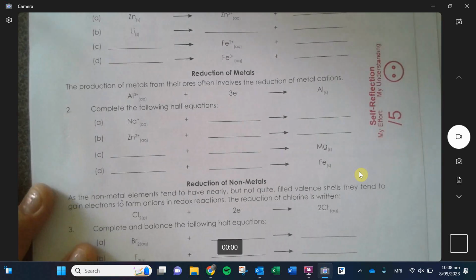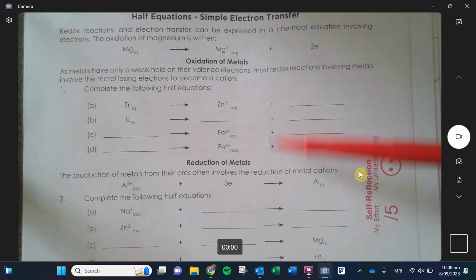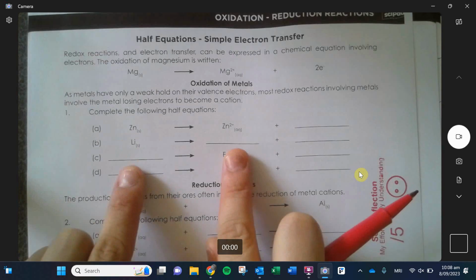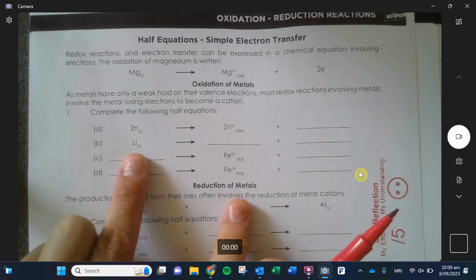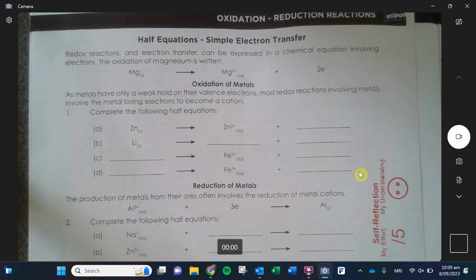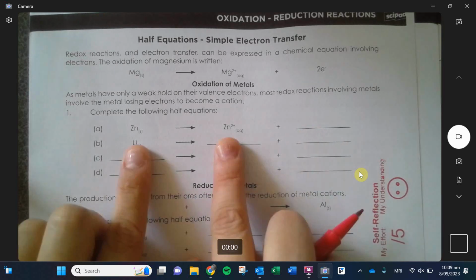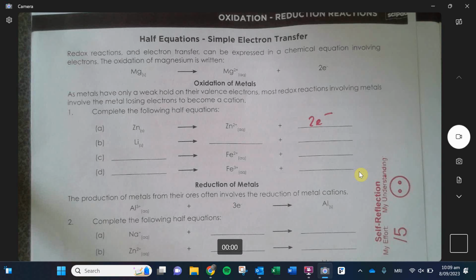All right, this one here is just having you practice half equations, and they're just having you do simple half equations. So you're looking at metals, and you're looking at the non-metals. So for example, in this case, oxidation of metals, we're thinking about going from the element and its oxidation number being 0 to some sort of charged ion, and then noting how many electrons have been gained or lost. So for example, with the zinc, I see there's the zinc metal, zinc ion, it must have lost 2 electrons to do that, and I'm just filling in the blanks basically.